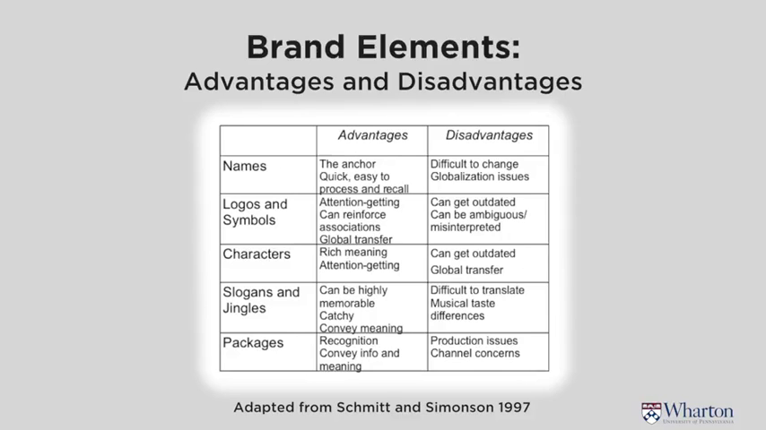Once you have a brand name, then you can start thinking about logos and symbols like the Nike swoosh or McDonald's arches. These are attention-getting. They can be emotional. They can reinforce any of your brand identity. But again, symbols and logos can get out of date. They can be ambiguous. They can be interpreted differently across cultures. So you, again, just have to think about how those work.